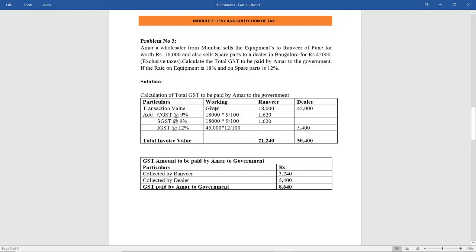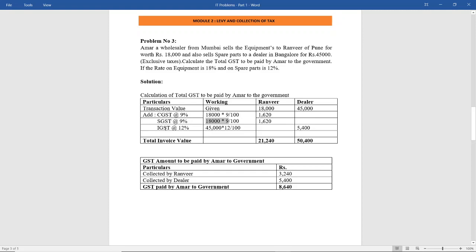So it is very simple. Particulars, working: Ranveer and the dealer. Transaction value is already given, 18,000 and 45,000. Now these are exclusive of taxes, so we need to charge GST on this transaction value. We know that the transaction with Ranveer is within the state, so we are going to charge CGST at the rate of 9% and SGST at the rate of 9%, because the rate on equipment is 18%. And when the sale takes place within the state, 50% goes to CGST and 50% goes to SGST. The rate is always charged on the transaction value. Therefore, 18,000 into 9% is 1,620, 1,620.